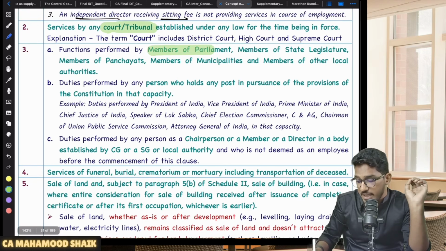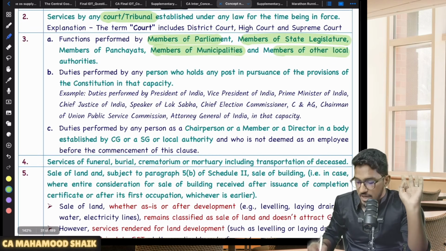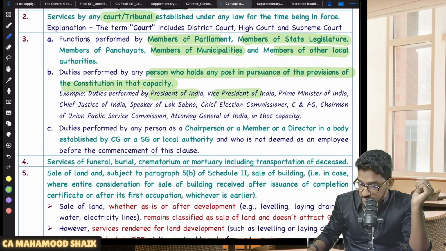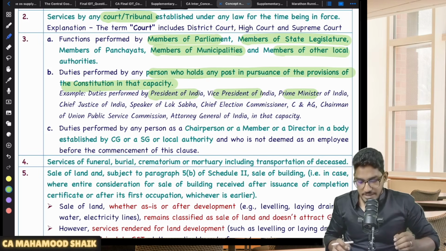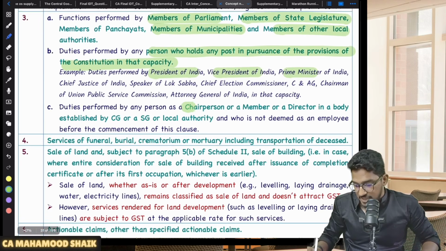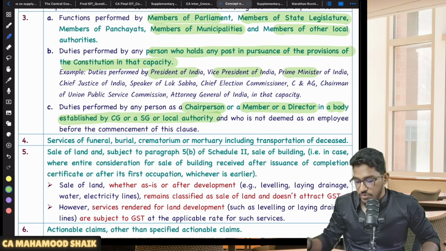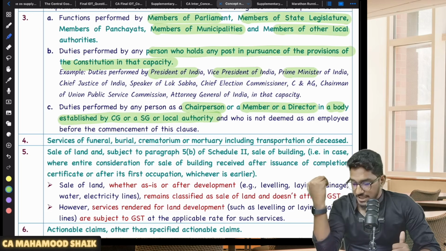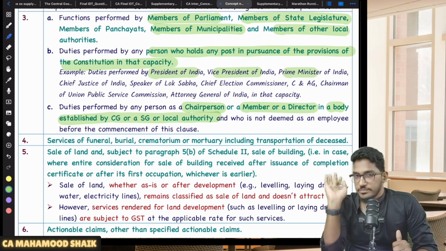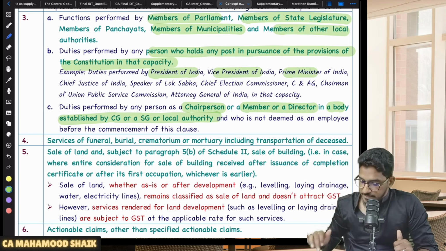Similarly, functions performed by MPs, MLAs, members of municipalities, and members of other local bodies are not a supply. Duties performed by a person who holds any post in pursuance of the provisions of the Constitution in that capacity, like President of India, Vice President of India, Prime Minister of India. They are also holding positions as per the Constitution, so on that also GST will not be there. And duties performed by any person as a chairperson or member or director in any body established by central government, state government, or local authority, and who is not deemed as an employee. So similarly, if you are holding any position as a chairperson or director of any body established by central government or state government, that is also not treated as supply.